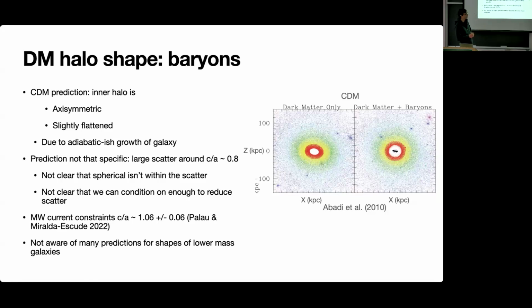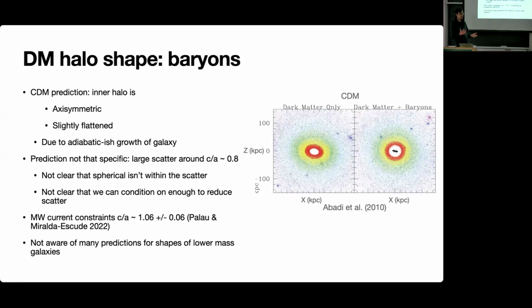If there's not too many baryons there as well, the situation for actually predicting the shape is also not that straightforward. So people have tried to measure the shape of the Milky Way halo, and you can get pretty precise results. I think the real problem here is that the prediction from CDM is not that precise. There's no, like, it has to be this. There's just a large scatter in the kind of shape that you expect. So there should be a flattening of something like 0.8 in the axis ratio, but there's a very large scatter around this.